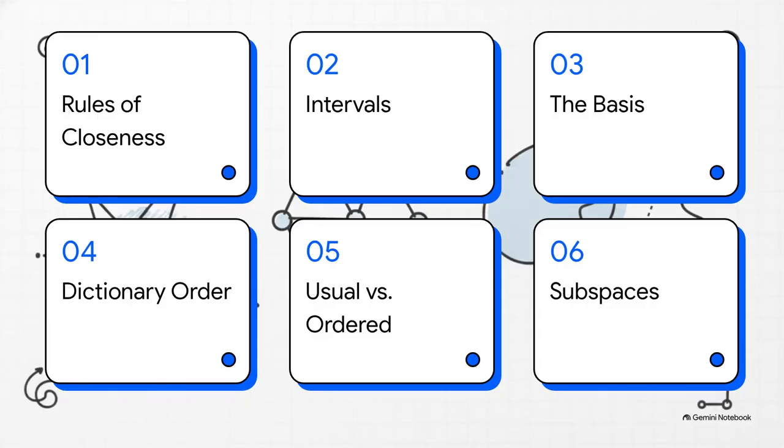Let's take a quick look at our roadmap. We'll establish the rules of closeness, define our building block intervals, and construct the ordered topology basis. Then, we'll look at the dictionary order, compare usual versus ordered spaces, and finally wrap up with subspaces and inherited rules. Let's dive right in.